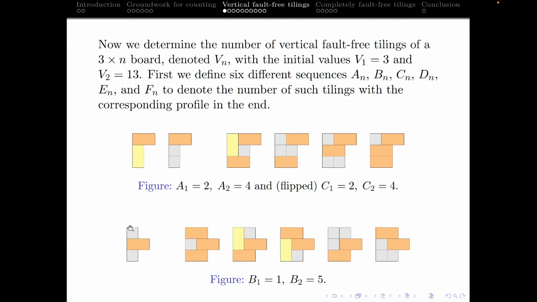This is the only way to tile this 3x1 strip such that there is this B hanging out at the end. And these are the 5 possibilities of B2. So these are the 5 ways to tile, and among these we see that here are some tilings which are basically fault free.